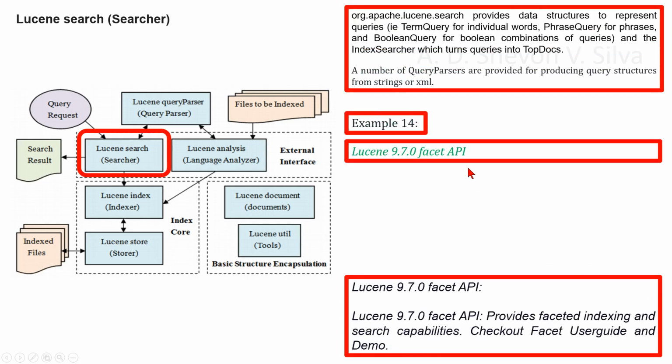Here we are considering the Lucene 9.7.0 facet API, which provides facet indexing and search capabilities.